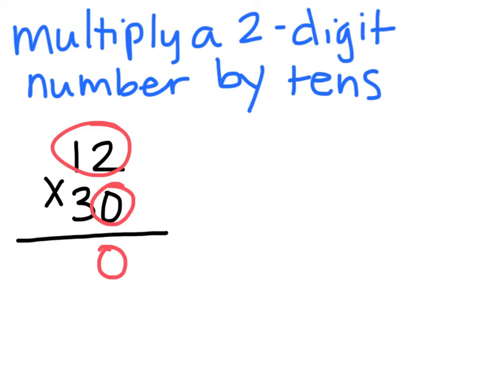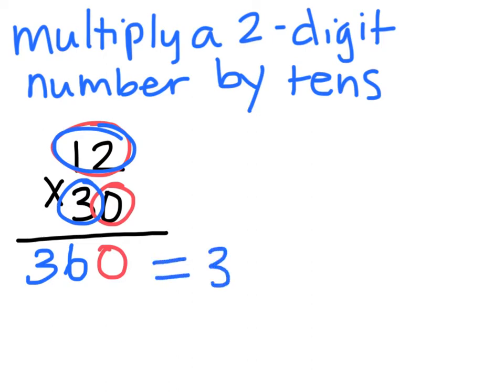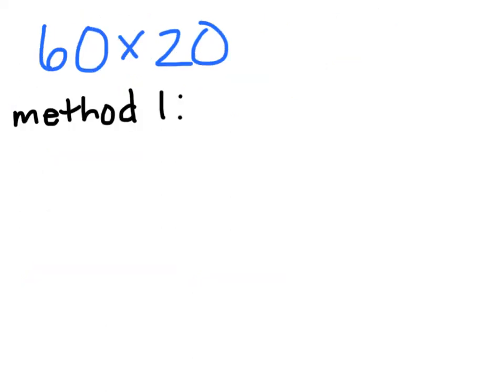Now we're going to multiply 12 by 3 in the tens column, or 12 by 30. So we will take 3 times 2 in the ones place to get an answer of 6, and 3 times 1 in the tens place to get an answer of 3, giving us a final answer of 360. Let's try another problem like this. What is the product of 60 times 20?